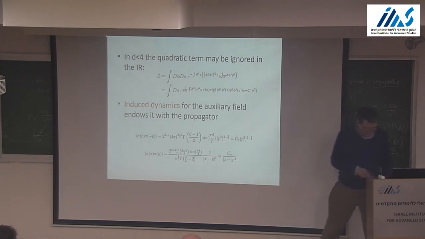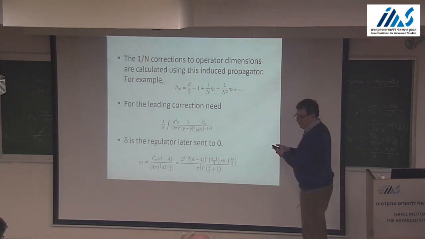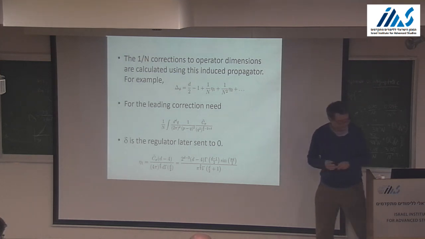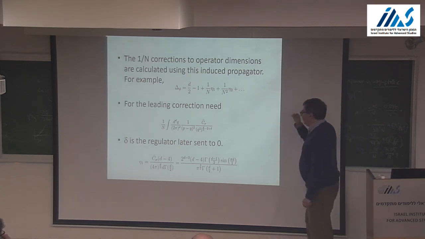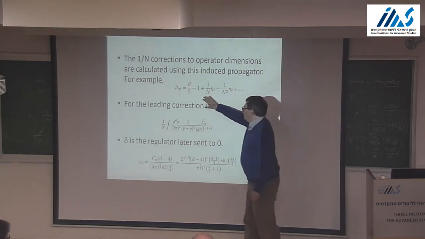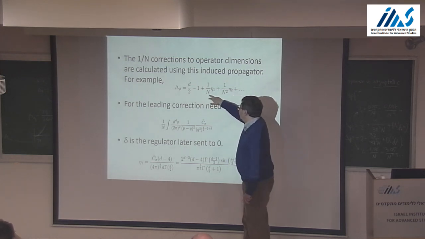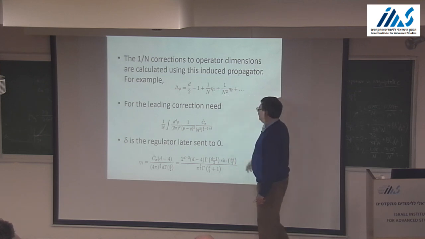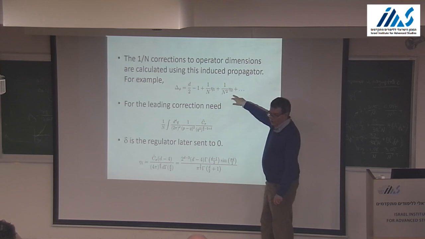And then you can basically use this technique to develop this. Right. So then the structure is always like this. So, for example, the phi field, this is the free field dimension, and then there is a series of 1 over n corrections, and these are analytically computable as a function of d.